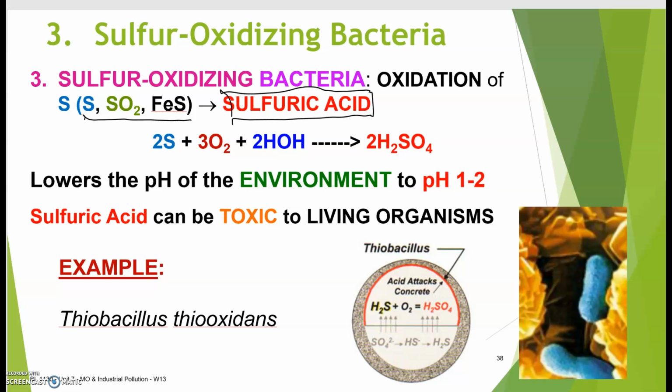Now, sulfuric acid is a very strong acid. It can be toxic to living organisms, and it can also lower the pH in the environment to around 1 to 2, which is the same as the pH in our stomachs. So very low, very acid environment. In fact, sulfuric acid is often used in car batteries to generate energy. So it can be a pretty nasty compound that these bacteria can create.